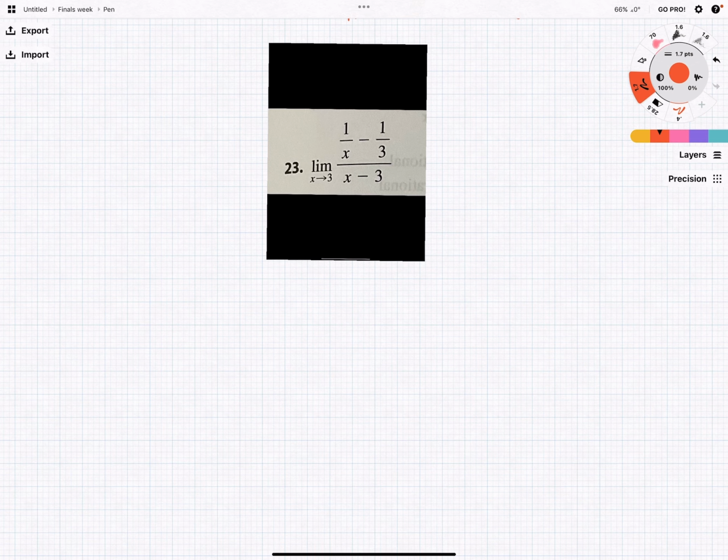This is Stewart Calculus section 2.3, problem number 23. If you saw any of the last videos with problem 11 and 21, we saw two methods of finding these limits. One method was factoring. The other was multiplying by the conjugate. And there's one other thing that we can do in this problem.